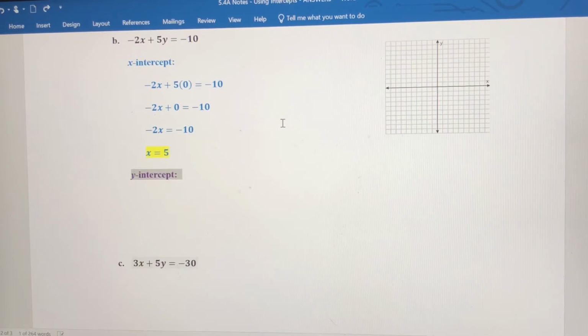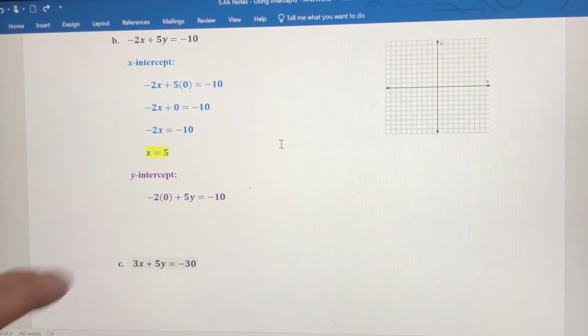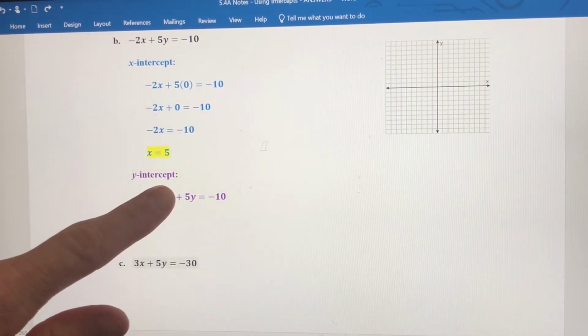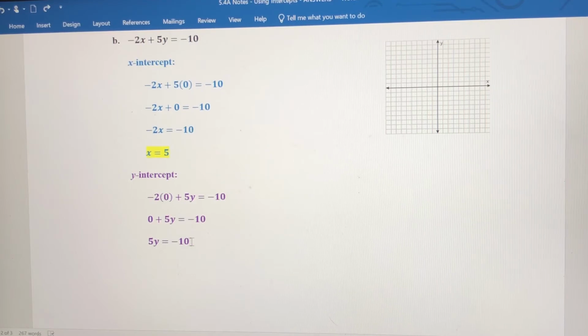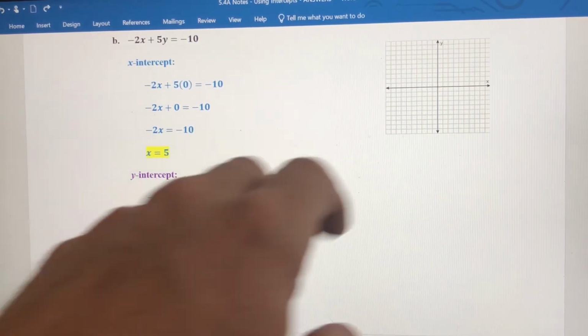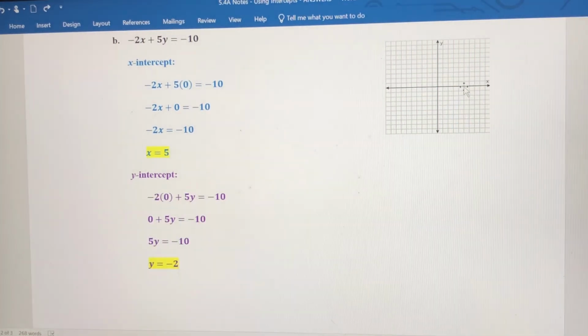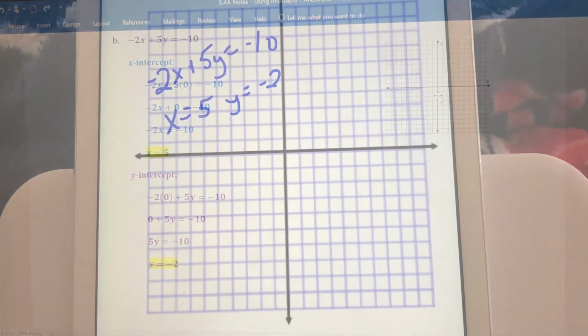For the y-intercept, replace x with 0. So this goes away. Again, you can see the little equation that's left over, 5y equals negative 10. Divide both sides by 5, and my y-intercept is going to be negative 2. So I had an x-intercept at 5 and a y-intercept at negative 2. Let's go ahead and graph that.